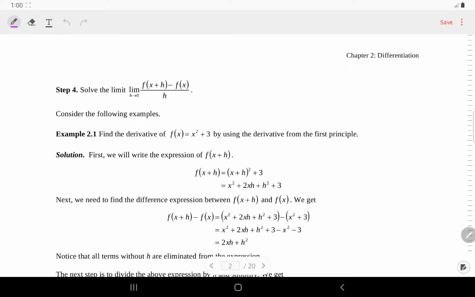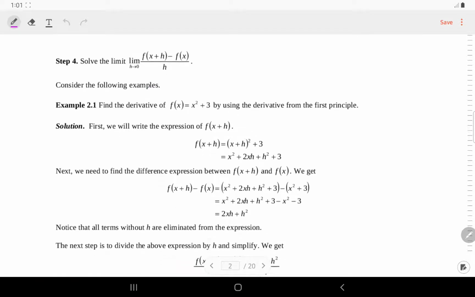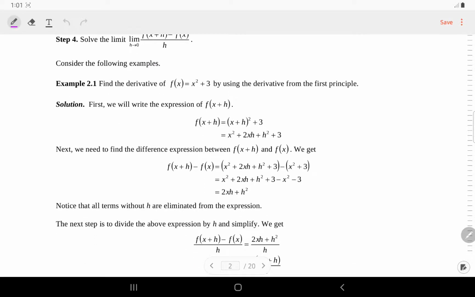Okay, for the final step, you need to solve the limit. That's the expression yang tadi. Letak limit h tends to 0. Let's take a look at one example here. You are given this function, f(x) equals x squared plus 3.